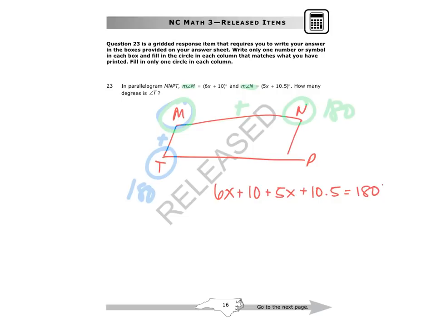Another thing to note, in case you have a different question, opposite angles have to be congruent. So M and P are actually equal to each other. T and N are actually equal to each other, but consecutive angles add up to 180.